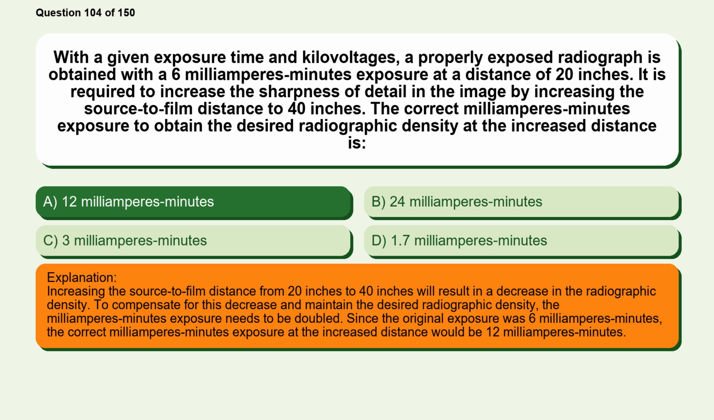Increasing the source-to-film distance from 20 inches to 40 inches will result in a decrease in the radiographic density. To compensate for this decrease and maintain the desired radiographic density, the milliampere-minutes exposure needs to be doubled. Since the original exposure was 6 milliampere-minutes, the correct milliampere-minutes exposure at the increased distance would be 12 milliampere-minutes.